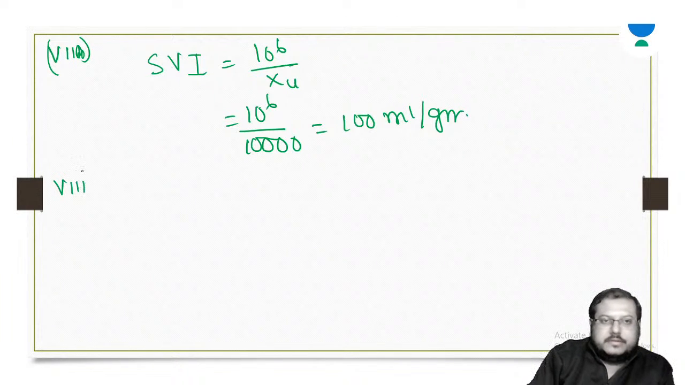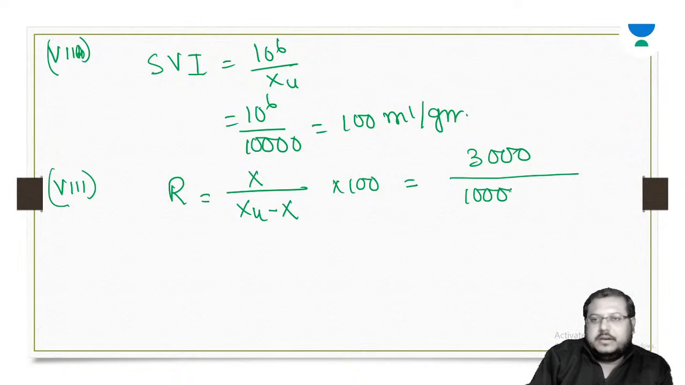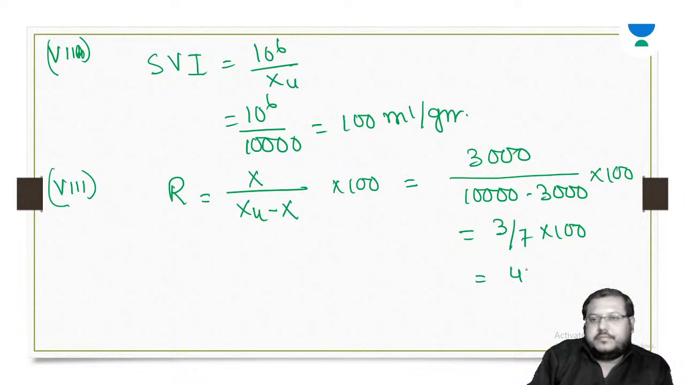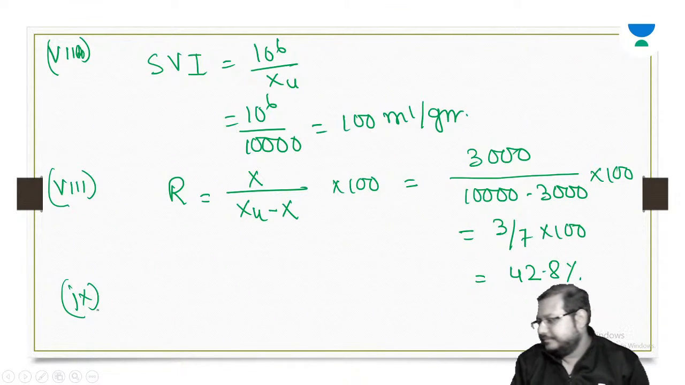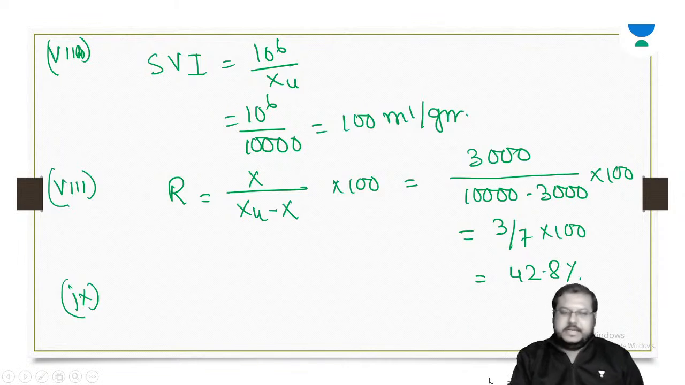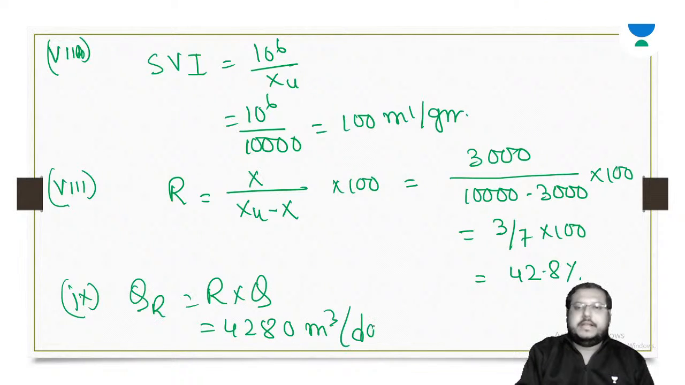Question number 8 is recycling ratio R, which is nothing but X by XU minus X into 100. So X is given as 3000 by 10,000 minus 3000 into 100. It's 3 by 7 into 100. 42.8%. Last question, rate of return sludge QR. It's actually R into Q. That is 4280 meter cube per day.